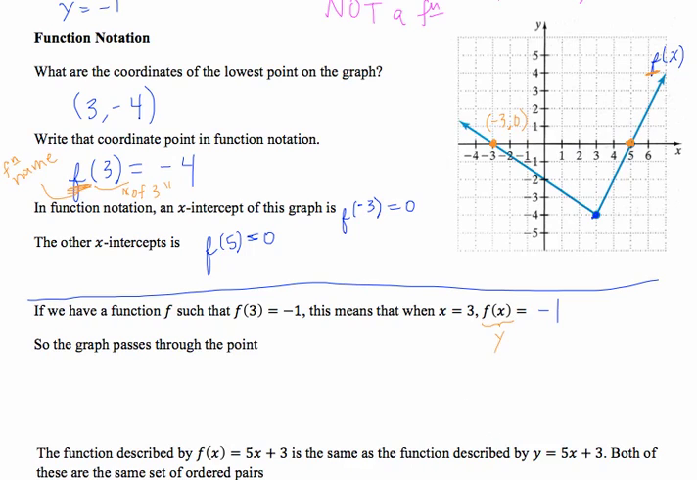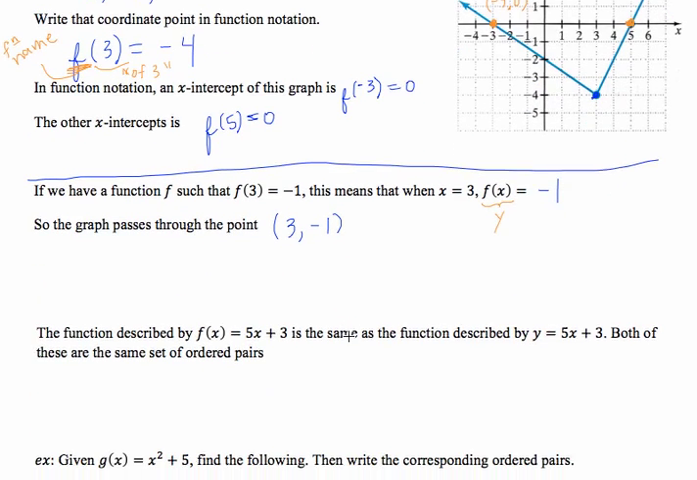Now the advantage to using f of x is you can see the input value there. You can see, oh, y is negative 1 when x is 3, rather than just knowing y is negative 1. Okay, so in this case, if x is 3, f of x is negative 1, which means the point (3, negative 1) is a point that graph passes through.